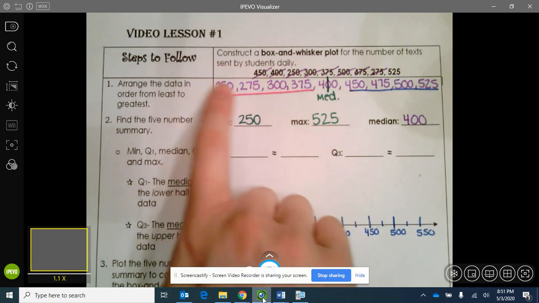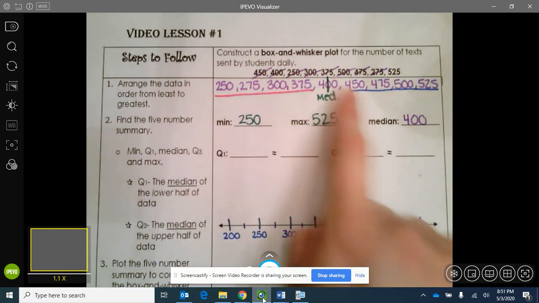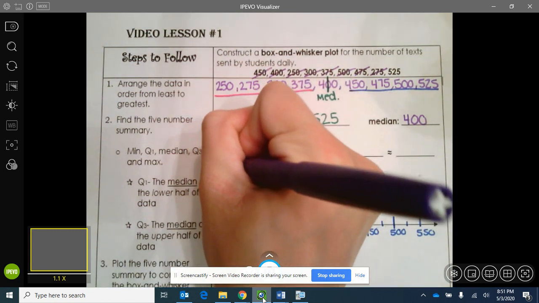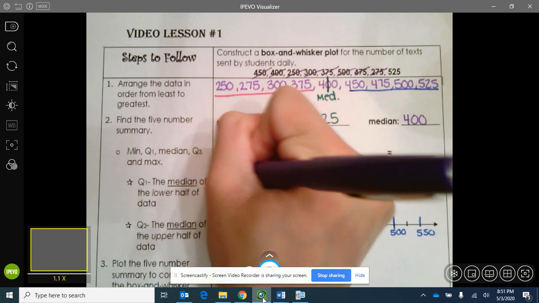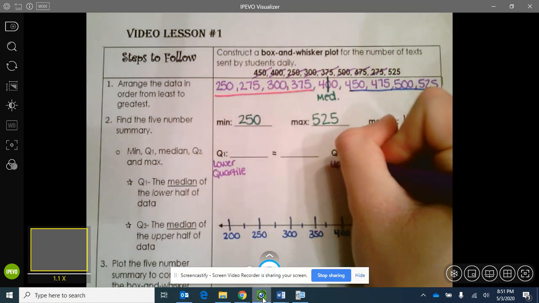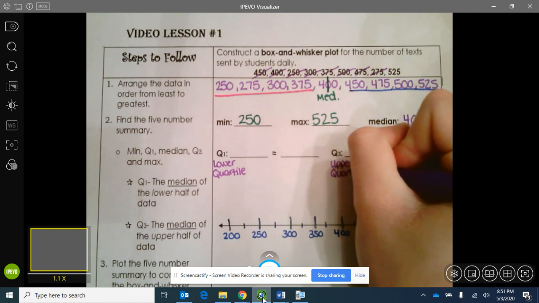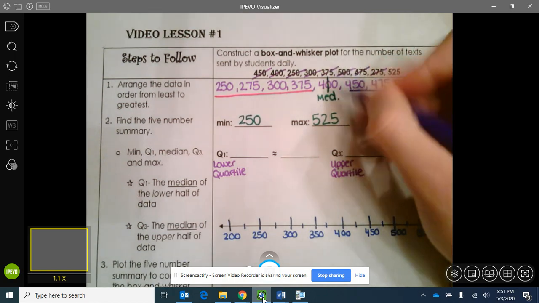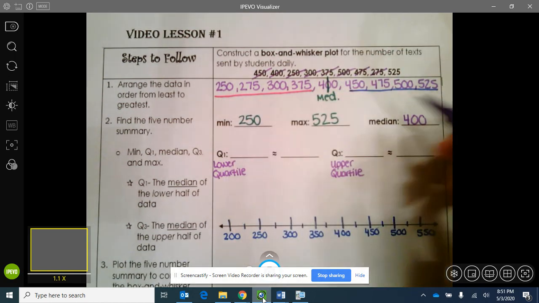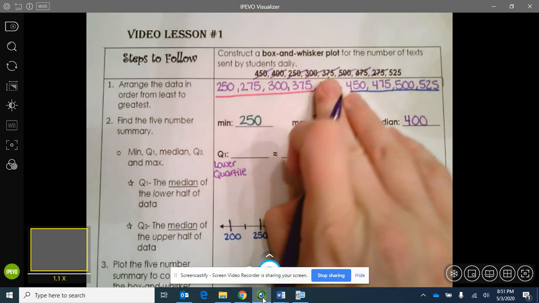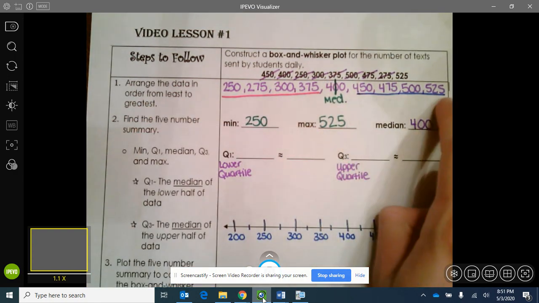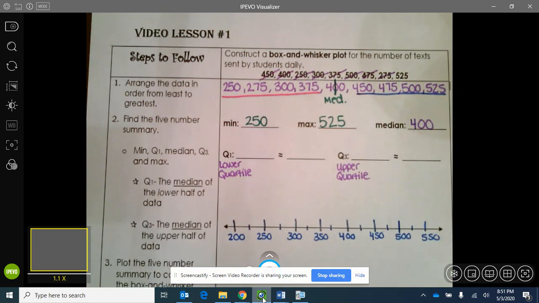So now that I know that these 4 numbers are the lower half and these 4 numbers are the upper half, I can find my Q1, which is my lower quartile, and I can also find Q3, which is my upper quartile. And notice here, because the number 400 is my median, it's simply my dividing line. It doesn't go with the lower half of the data, and it does not go with the upper half of the data. So it's simply my middle value. So once again, your lower half of the data are these 4, your upper half of the data are these 4. So now that I know that, I'm going to go ahead and calculate my Q1 and my Q3.